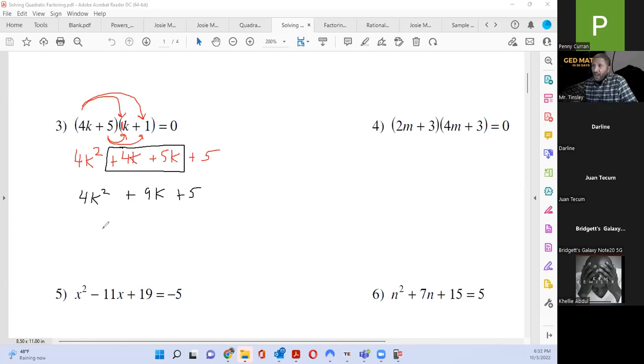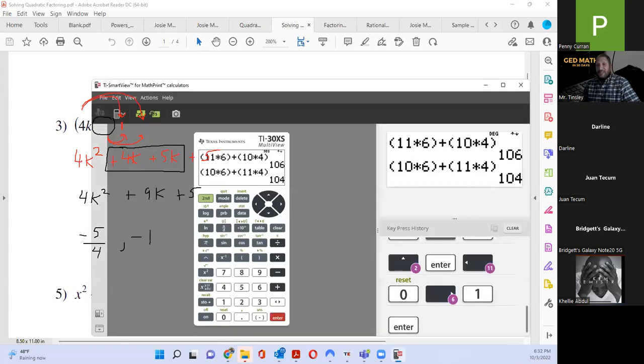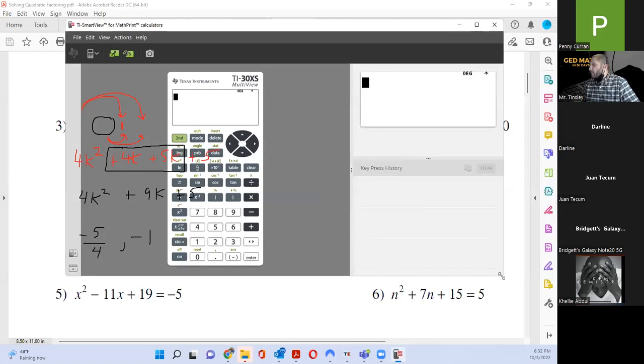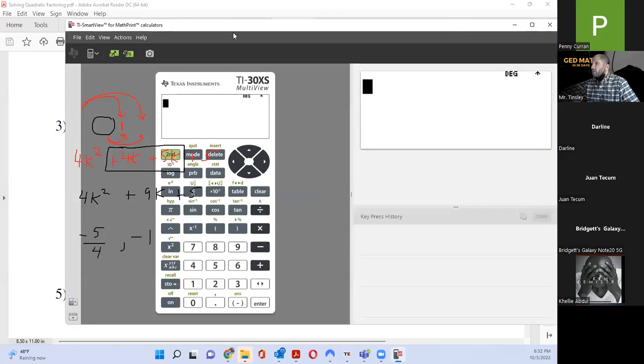So again, we take the opposite. So minus 5 over 4. And minus 1. Look what I did. Take the opposite, minus 5, and put it over 4. Now, watch what I want to show you next. Because this is, remember, your calculator is your friend. And you got to remember that as many times as I say it, you have to know it. And you have to practice with the calculator.